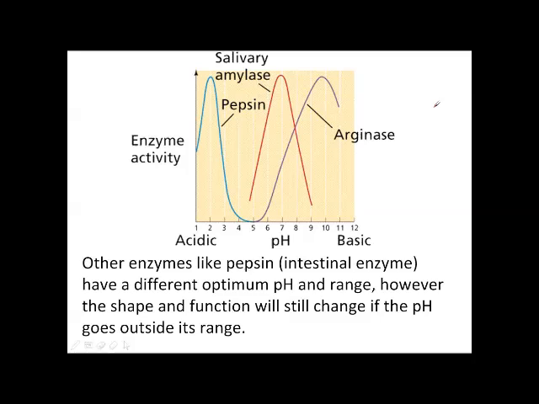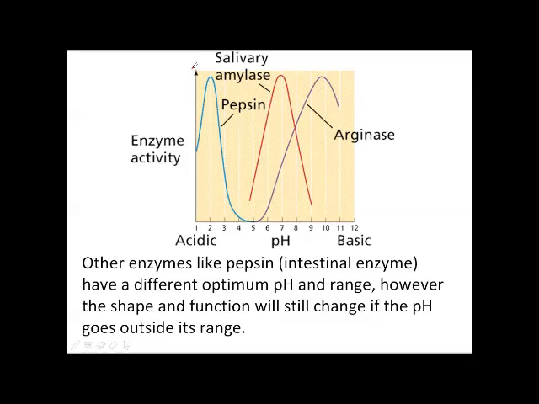One moment. Okay, so remember, there's a whole heap of different enzymes. Enzymes are used to do a lot of different things. So here are 3 enzymes. What I've got is pepsin over here, salivary amylase over here, and arginase. So there are 3 different enzymes, which are proteins as well.